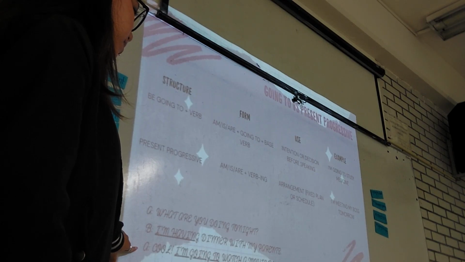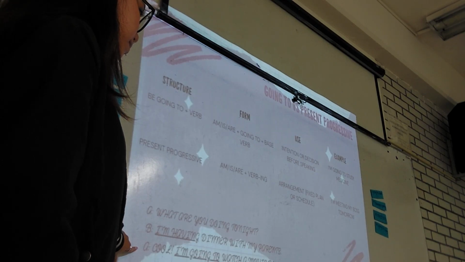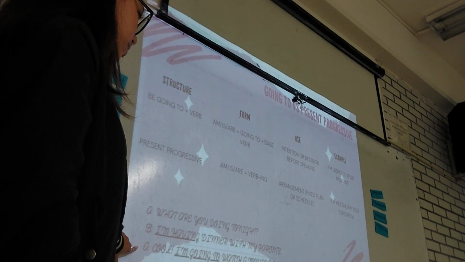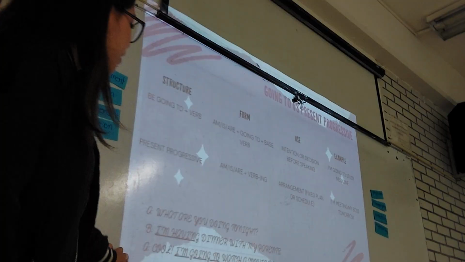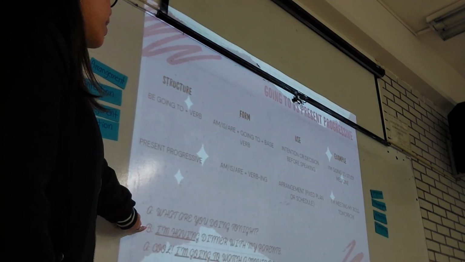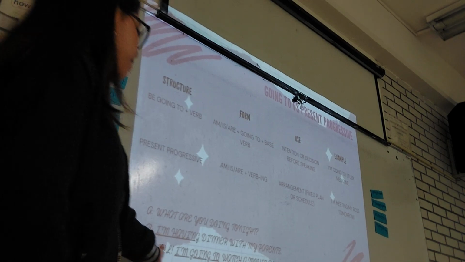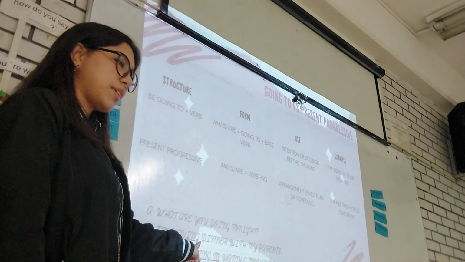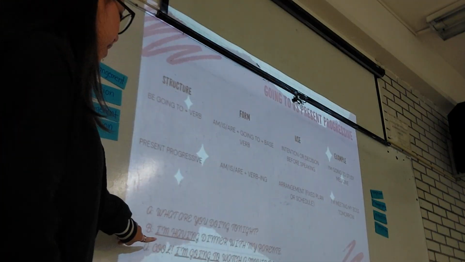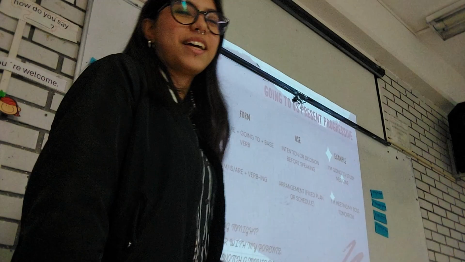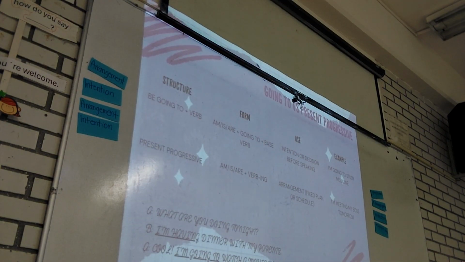I'm going to watch a movie by myself. Again. Good. I'm gonna watch a movie by myself. Okay. And for this one, what do you think it is? Be going to or present progressive? I'm having. Present progressive. And this one? Going to. This is quite an easy topic.